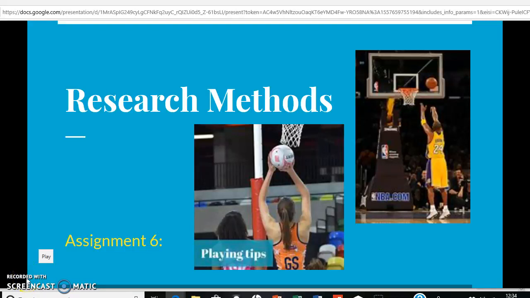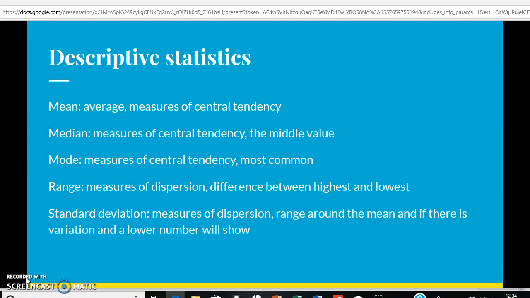Research Methods Assignment 6. Descriptive Statistics. The mean, also known as the average, shows the measures of tendency. The median also shows the measures of tendency. It's the middle value, so to find this you would put all the values in order of lowest to highest, and the middle number is the median. The mode is the most common number in the set of data and shows measures of tendency.